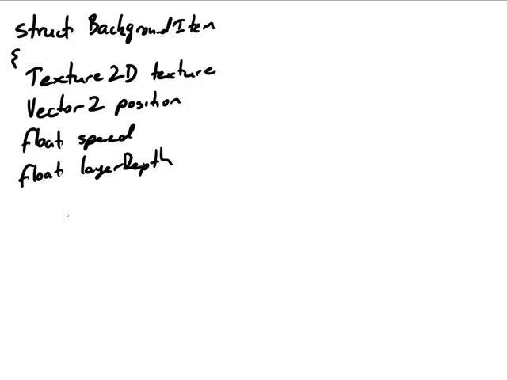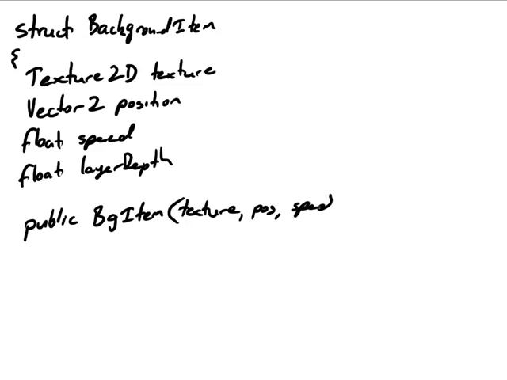Well, I guess we should look at the constructor first. If it's okay with you, BackgroundItem. How's that to you? Rightio. So inside, the constructor needs to take in all of the values. It needs to take in a texture, a position, a speed, and a layer depth. And inside it, it just sets the values.